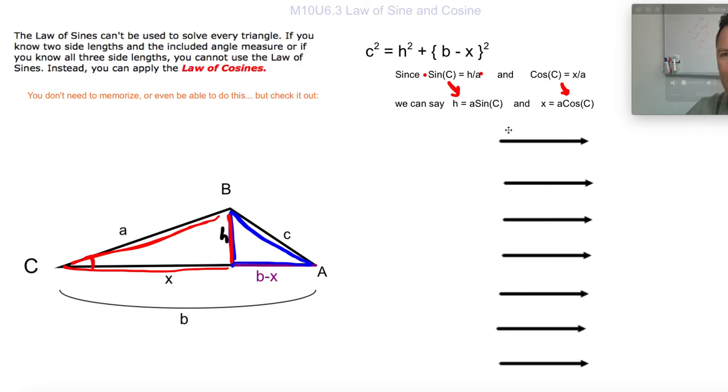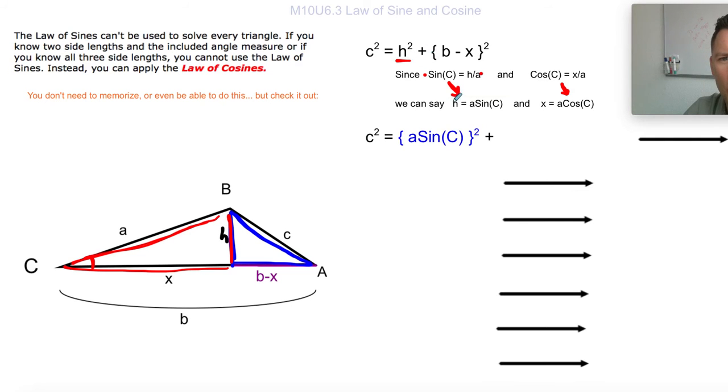So hold your breath. Here we go. I'm going to take this piece and substitute in some pieces. So here's C squared still sitting right here, and here's C squared. But instead of H, we're going to call H by its other name, right? By A sine of C. And this was H squared, so it's A sine of C squared. We're just substituting in that nickname.